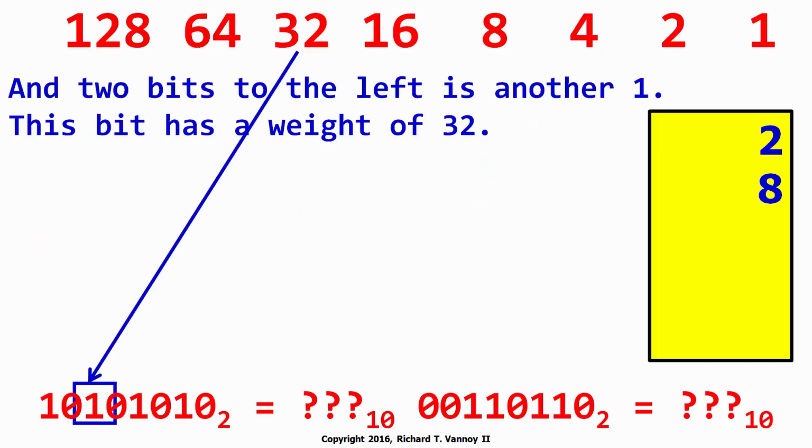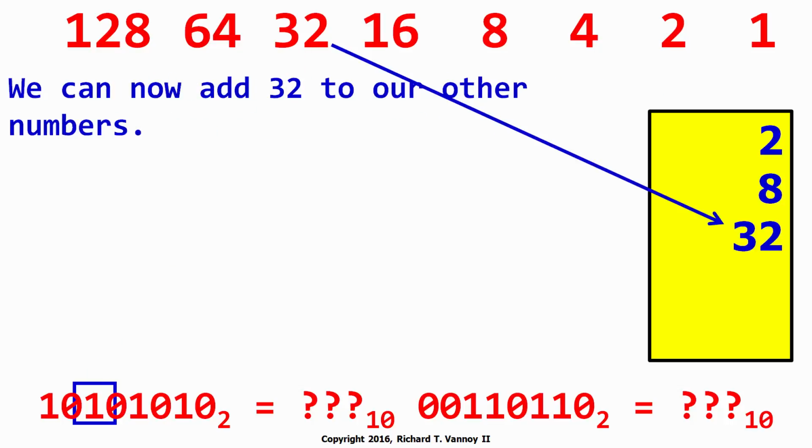Well, the next 1 over is in the 6th position from the right, and if there's a 1 in the 6th position from the right, it means that that's the 32 column weight. So we're going to need to add 32 to our number to find out what the total is. Let's move the 32 into our sum. We've now summed 3 numbers, the 2, the 8, and the 32. We only have one more 1, so we can move to that one.